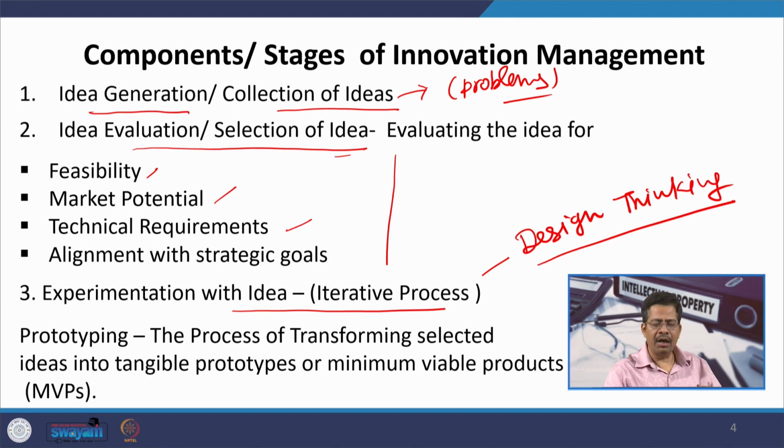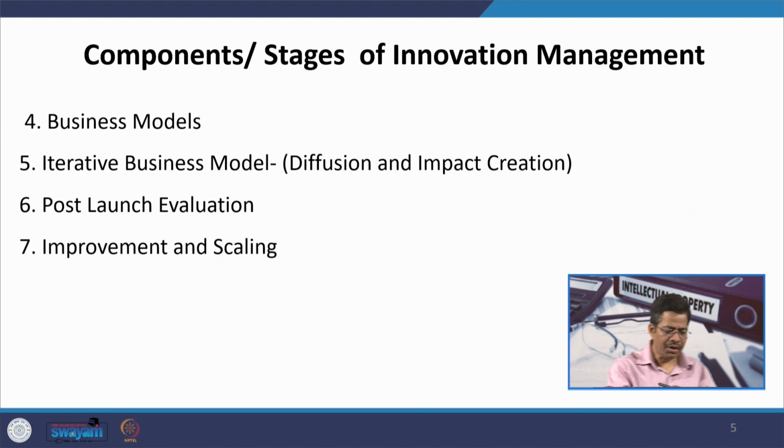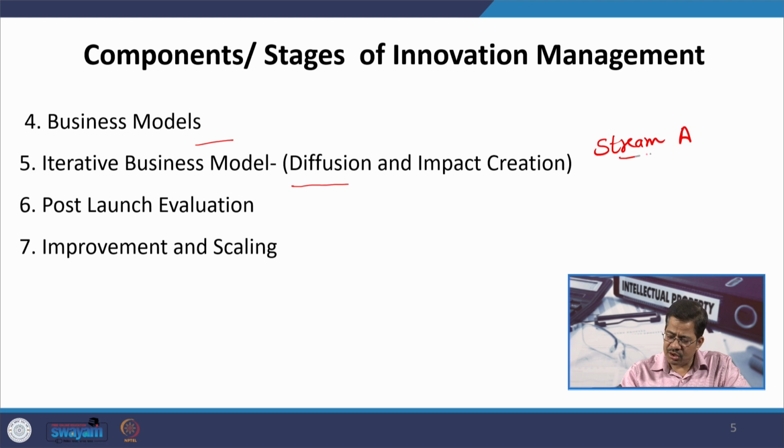So, in this way innovation management activities are carried out, and then you are going to do a prototype where you will make a minimum viable product, and with this minimum viable product you are now ready to go into the market. You make your business model, then you iterate your business model because you consider that stream A is your source of revenue, but it is quite possible that stream A may not be the right source of revenue. Then you identify stream B, stream C.